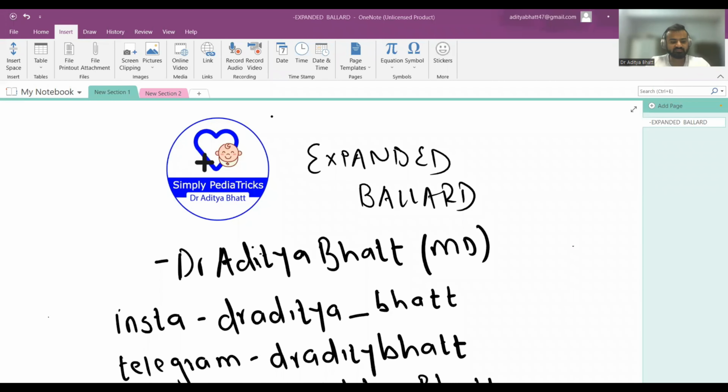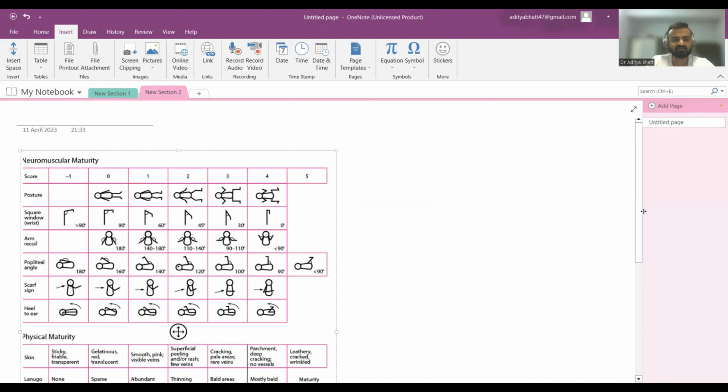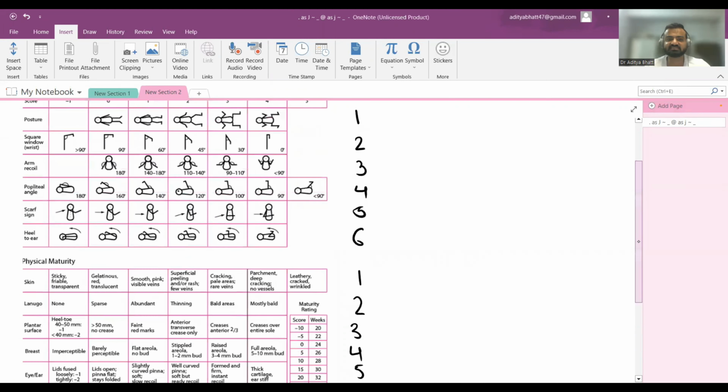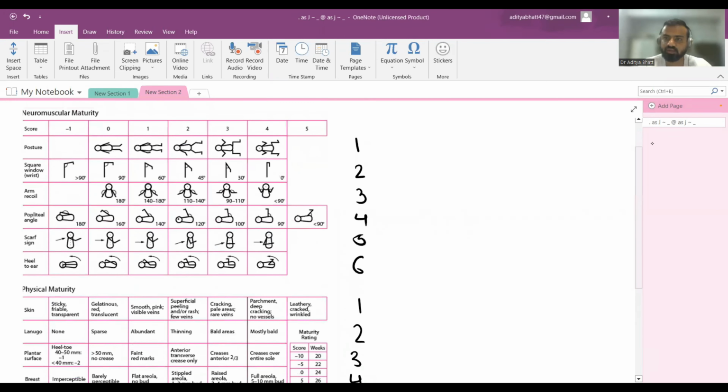So expanded Ballard score, as you can see in the photo, has a total of 12 parameters. There are six neuromuscular maturity parameters and six physical maturity parameters. So there are six for each, making 12 parameters.